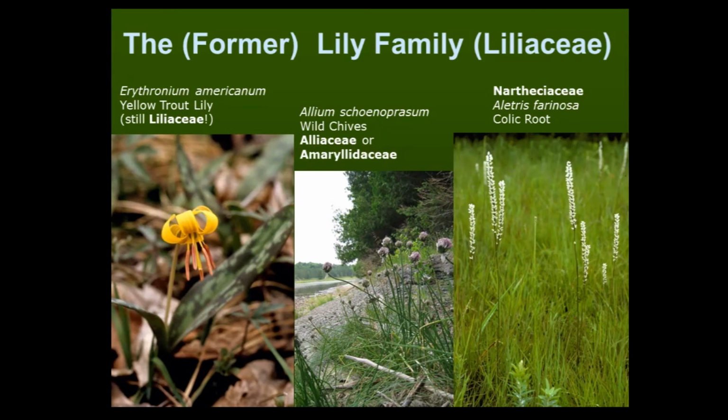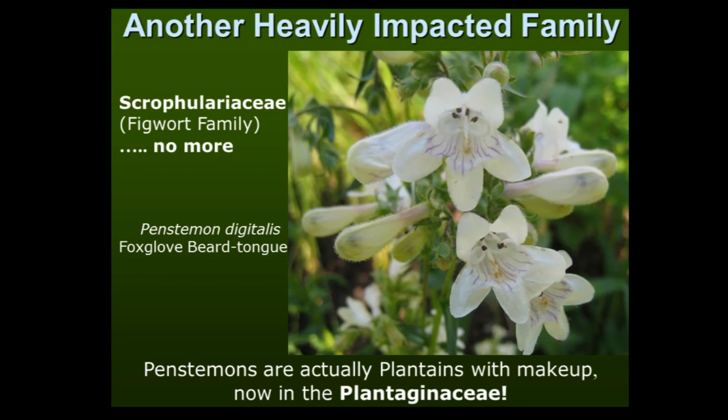Lilies. Same thing happened with lilies. When people looked at the phylogeny of lilies, it turned out that what we used to call Liliaceae were actually in several different orders, much less families. And actually, in retrospect, when you look at them, they don't look remotely alike. So we have all these things now. This is still Liliaceae. Allium is in the Alliaceae or Amaryllidaceae. Eletris is in the Nartheciaceae, and so on. So we've divided the lilies up to make each of the lily families monophyletic units.